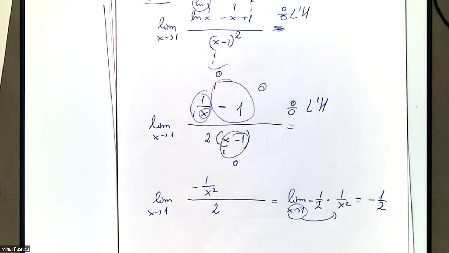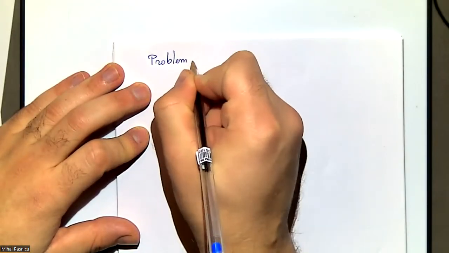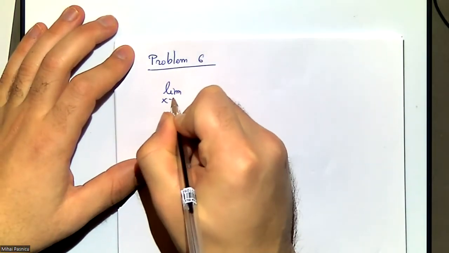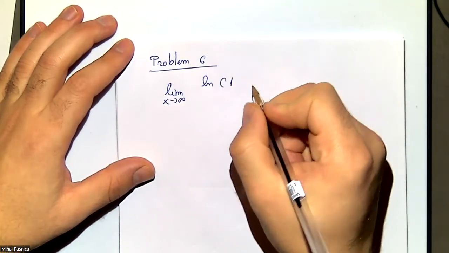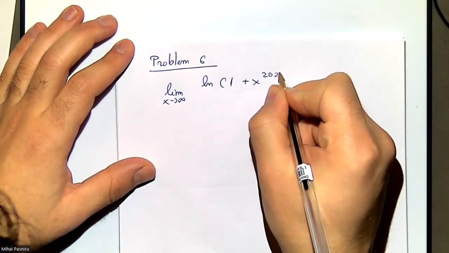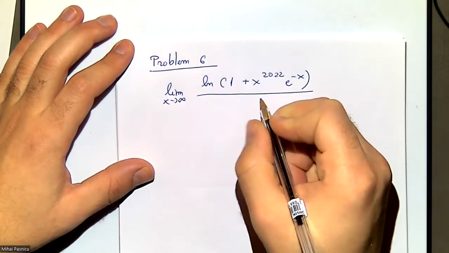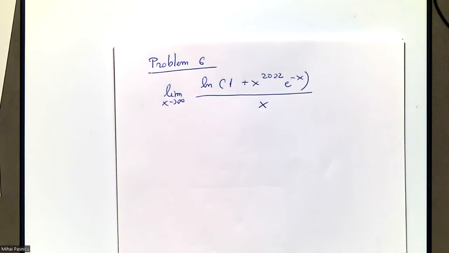Okay, let's do the next one. This one. Consider the problem. Limit when x goes to infinity of ln(1 + x^2022 e^(-x)) over x. And he has one question here. Can you apply L'Hopital to it?